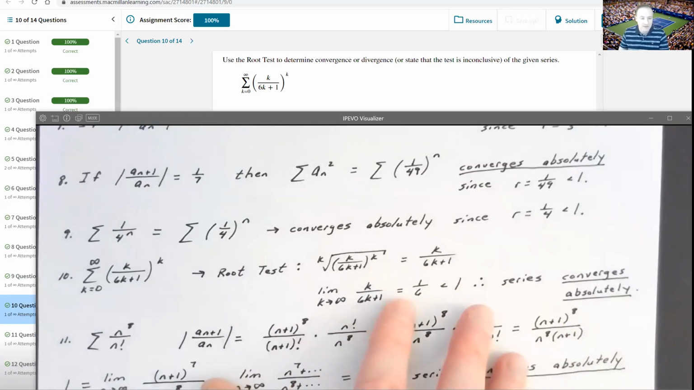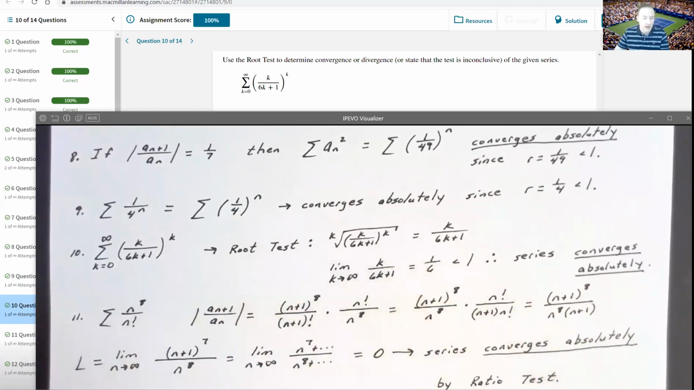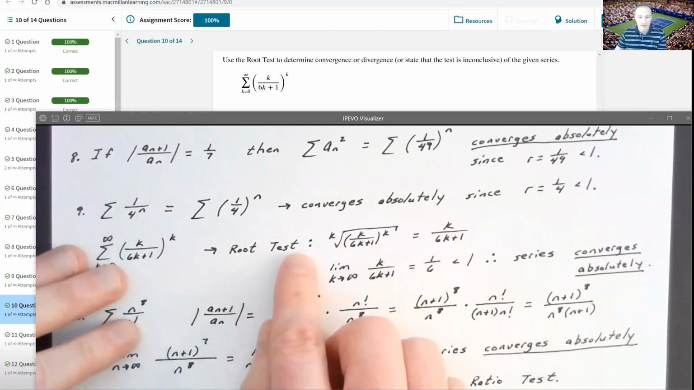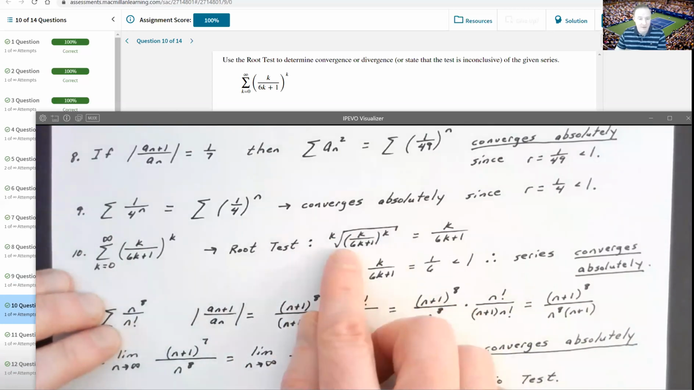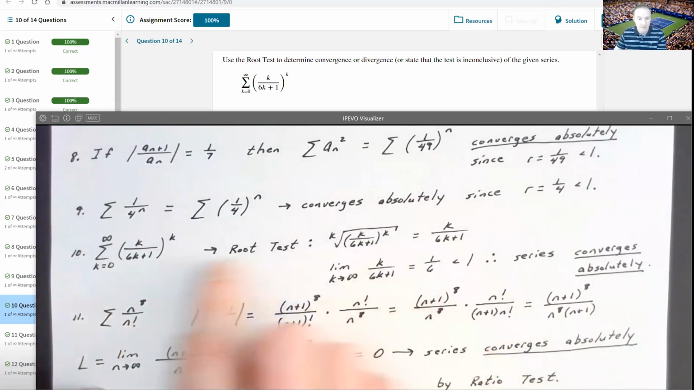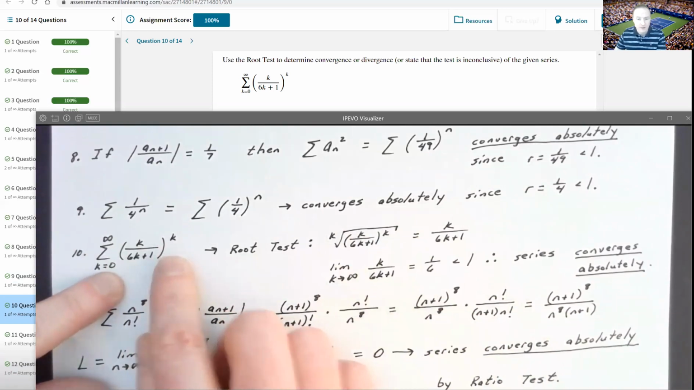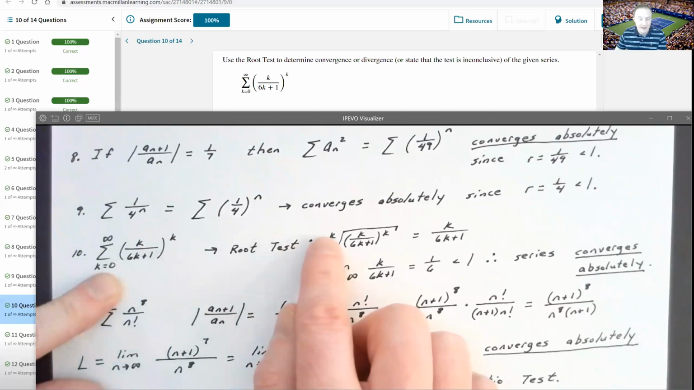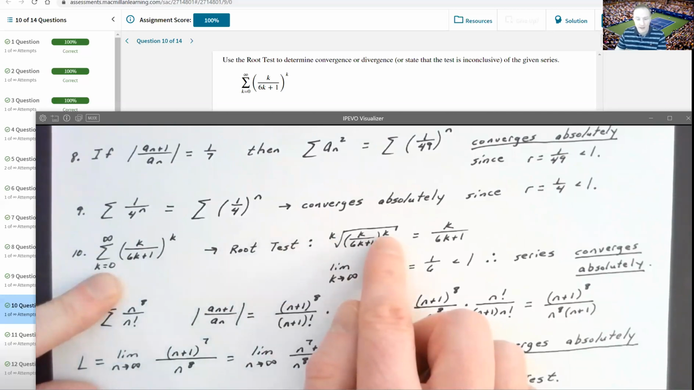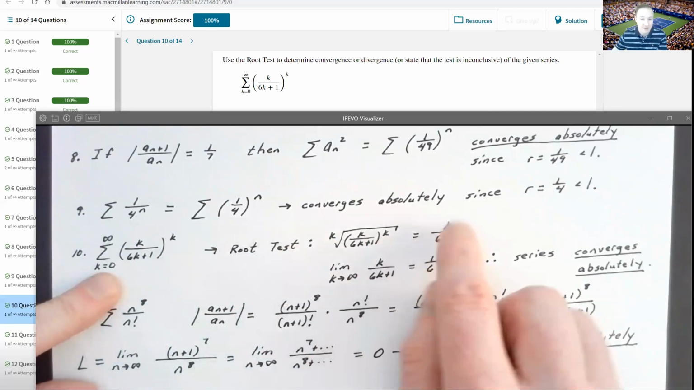It's not too much harder, but I did go ahead and use the root test on it. What the root test asks us to do is to take the kth root of the a sub kth term, or the nth root of the a sub nth term. They're using k here. So I took the kth root of this general term. When I did that, the kth root and the kth power cancel. So I'm left with a fraction on the inside.